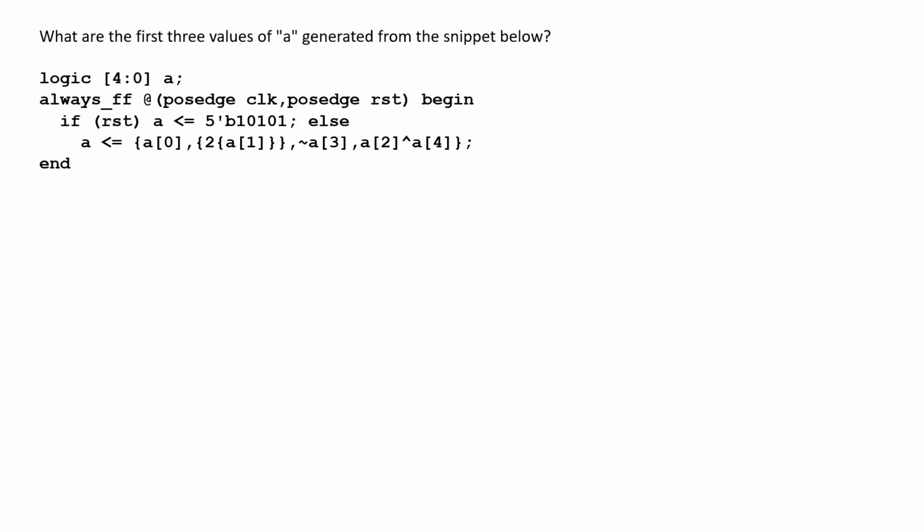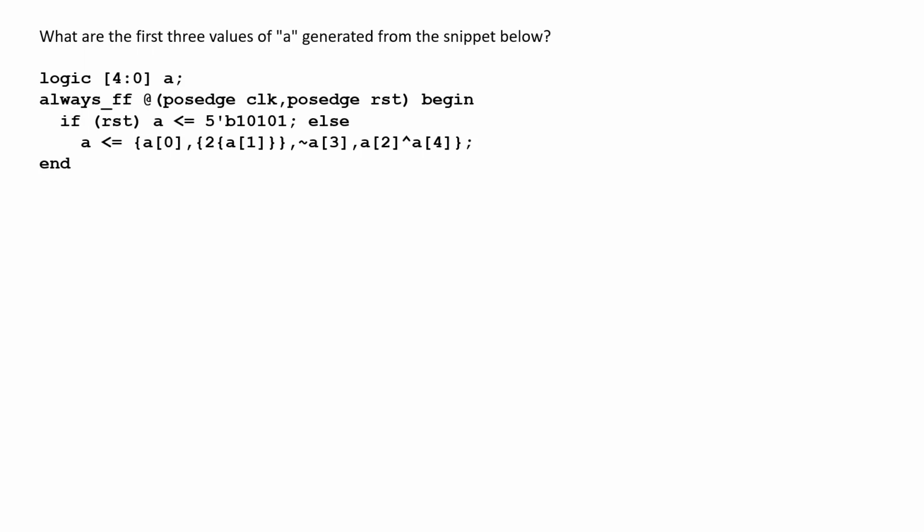Okay, what are the first three values of A generated from the snippet below? This one is, again, basically a clocked sequential logic circuit, synchronous sequential logic, I should say. Because sequential logic just means that the output is a function of the inputs and the history of inputs. And then synchronous sequential logic means that there's a clock involved too. So this one also has some bit twiddling or bit manipulation with the curly braces.